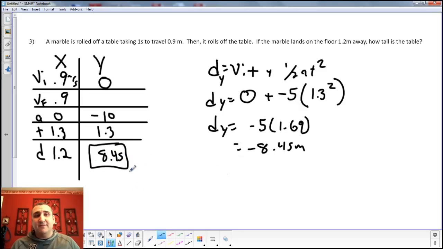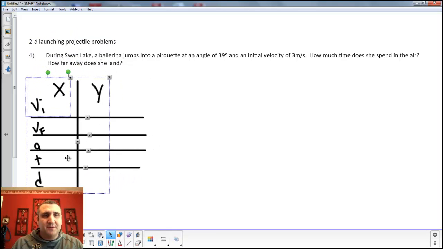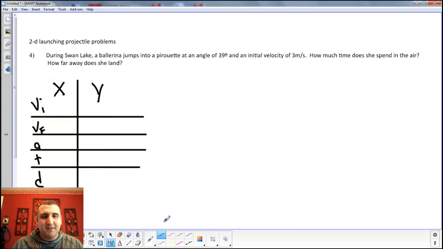Next up, we can go ahead and play with real two-dimensional projectile problems. As always, I'm going to make my chart, VI, VF, A, T, D, before I even get started with this, and we can start plugging some stuff in. During Swan Lake, a ballerina jumps into a pirouette at an angle of 39 degrees and an initial velocity of 3 meters per second. How much time does she spend in the air? How far away does she land?